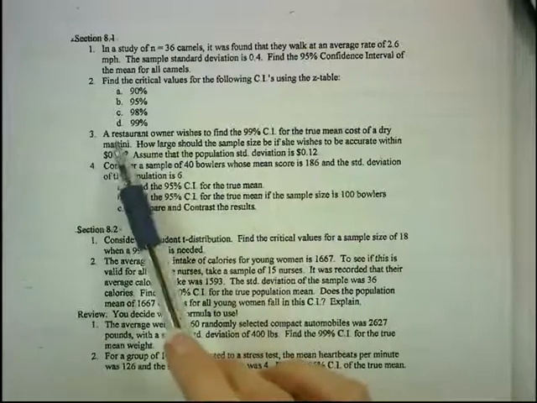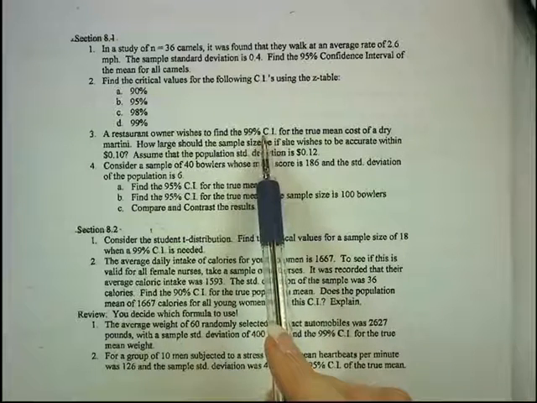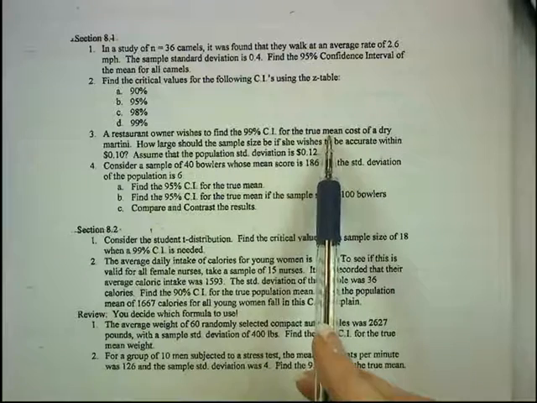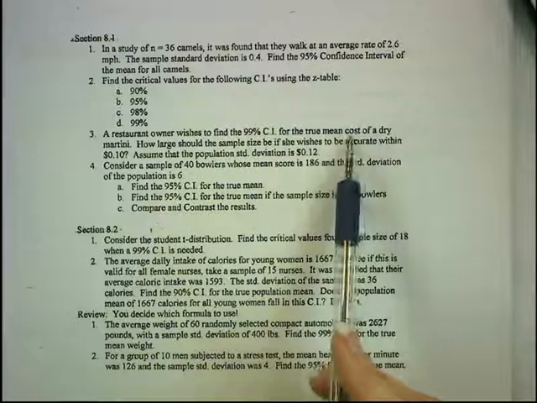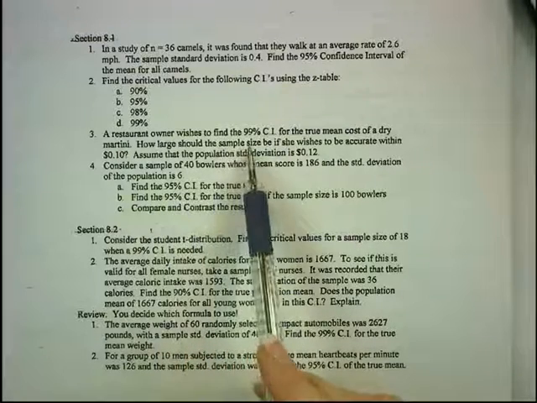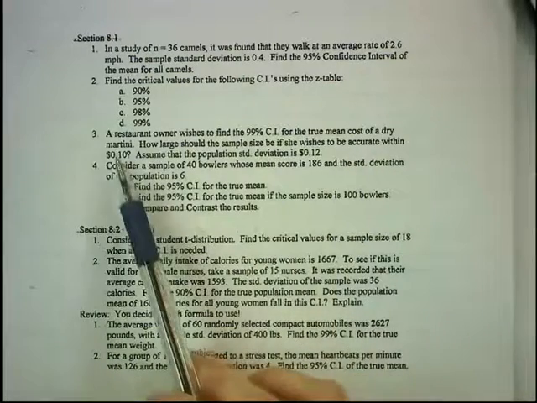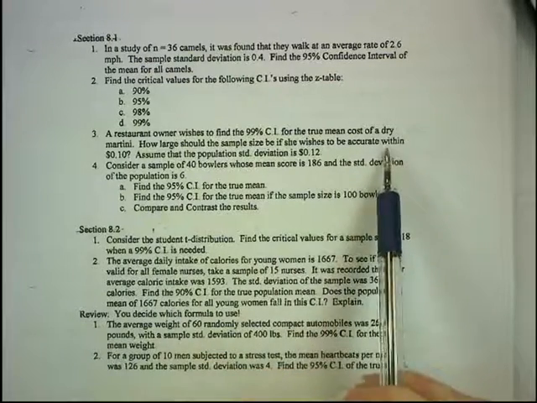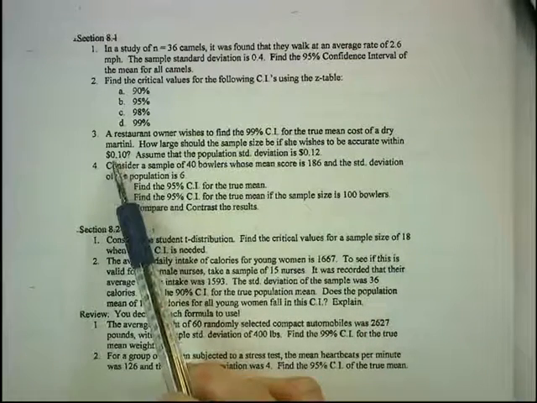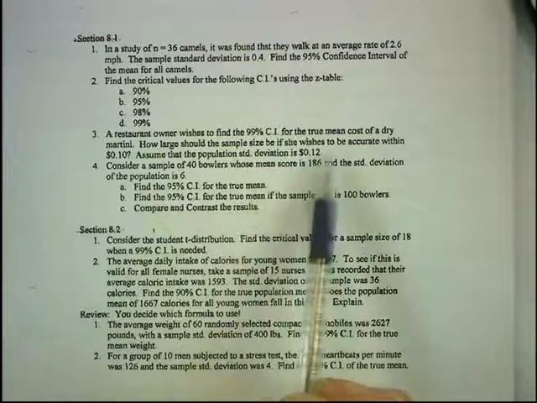So here we go. A restaurant owner wishes to find 99% confidence interval. So there's our degree of confidence. For the true mean, that would be mu, cost of a dry martini. How large should the sample size be? So we're looking for sample size N. If she wishes to be accurate within 10 cents, I will tell you that this keyword within, accurate within, gives you your E, your margin of error. Assume the population standard deviation, sigma, is 12 cents.